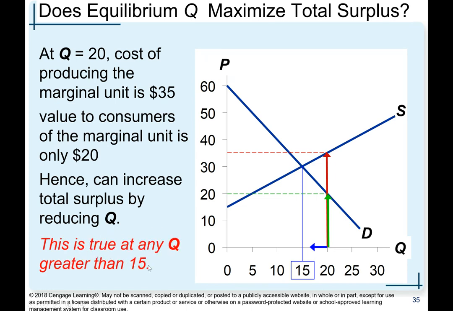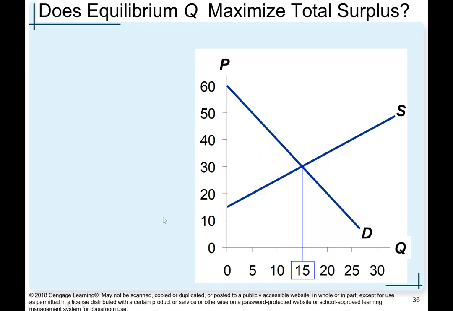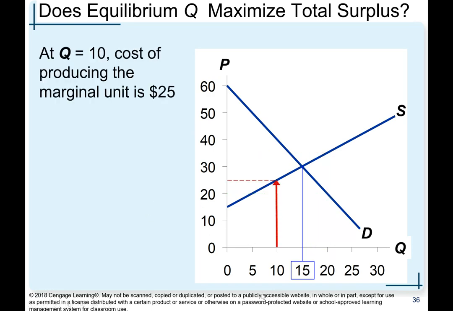So this is true at any output greater than 15. Anything to the right of 15 would be the wrong amount. This item is being overproduced over 15. At 10, which is a point lower than 15, the cost is $10.